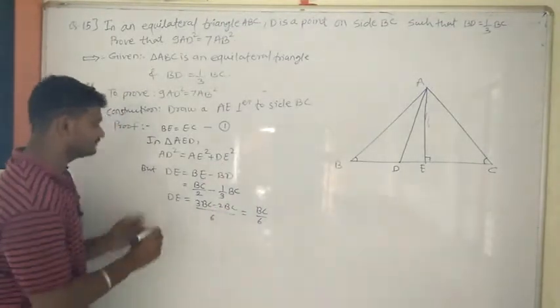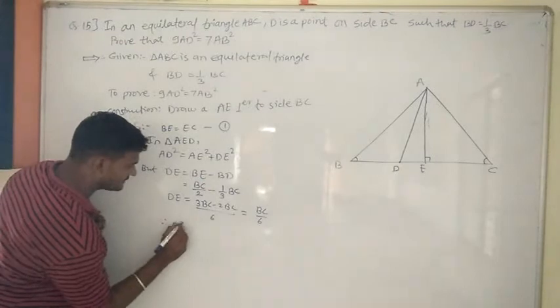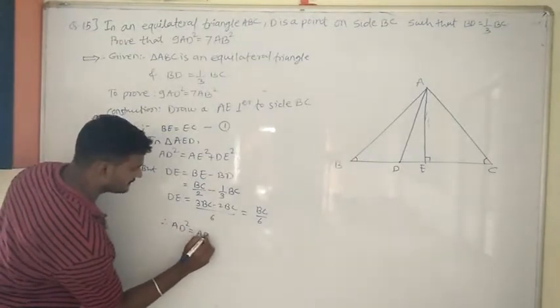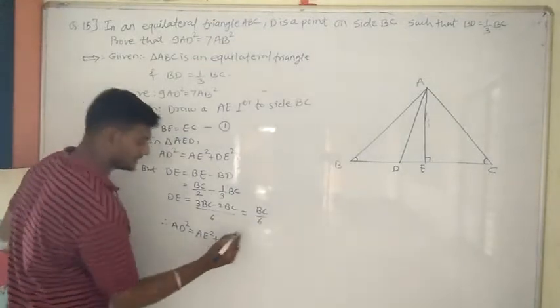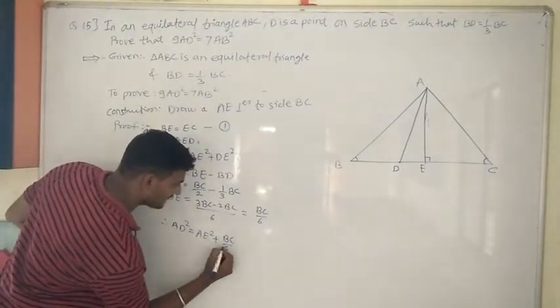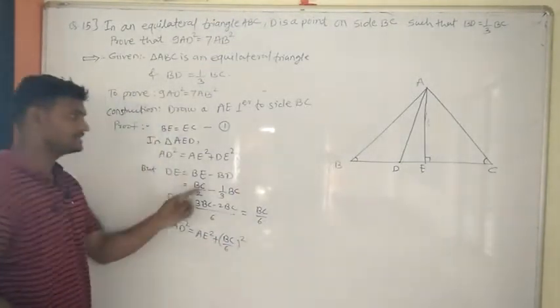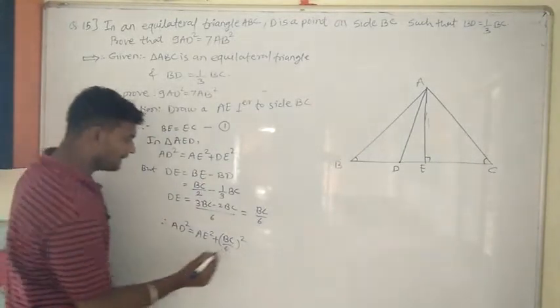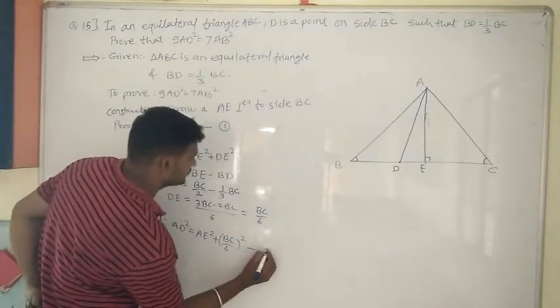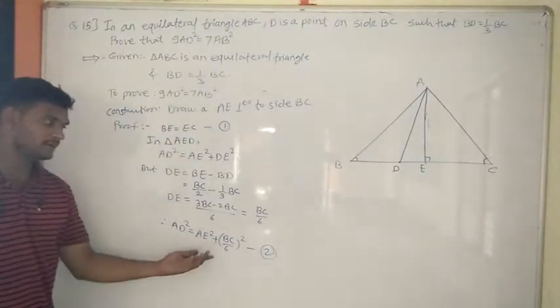Therefore, AD square is equal to AE square plus, instead of DE, we write BC by 6 bracket square. We have to write BC by 6 bracket square because here DE square is there. Mark it as equation number 2.